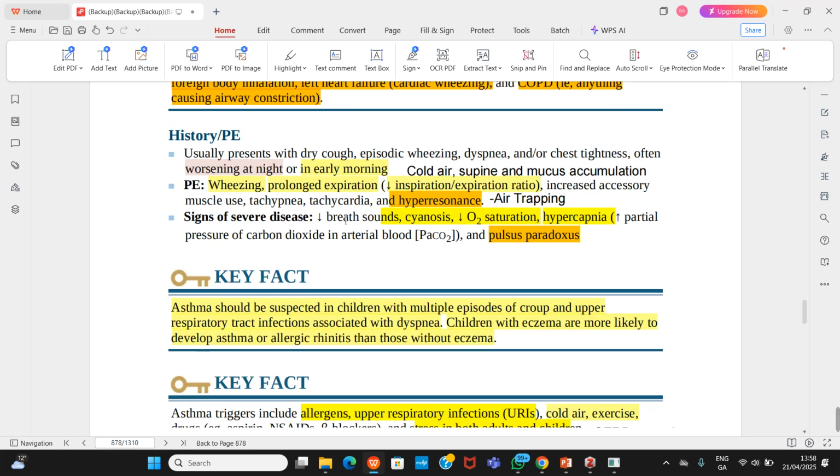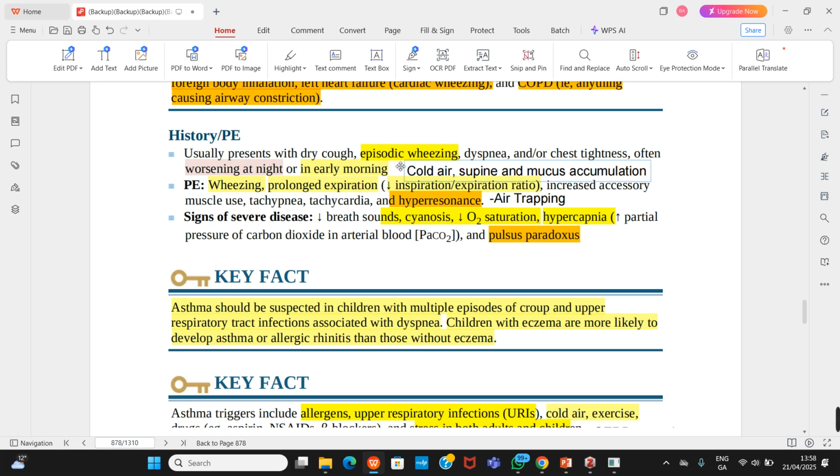So somebody with asthma, how do we expect them to present? We are already familiar with this. We expect them to have the cough and the wheezing, which is usually episodic, depending on maybe the time of the day or when they are exposed to that inciting agent. They start having the wheezing, they start coughing, they start having difficulty breathing, which is dyspnea, and they complain of chest tightness.